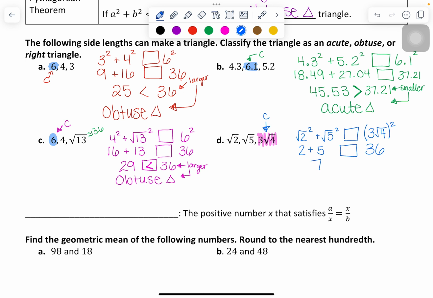Seven is definitely smaller than 36, and since the 36 is the larger one, it is an obtuse triangle. Now, the only example that you did not see is a situation where the two sides end up equal. I must have accidentally changed a problem that got rid of that. That was 100% a mistake. But if the two sides are equal, then it's a right triangle.